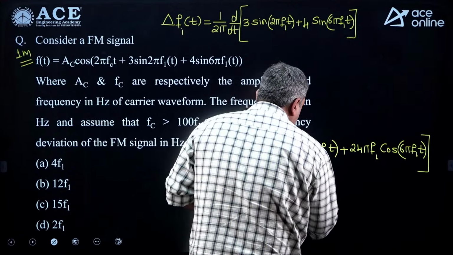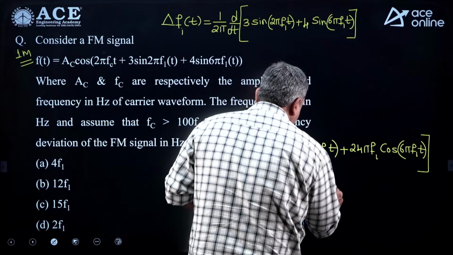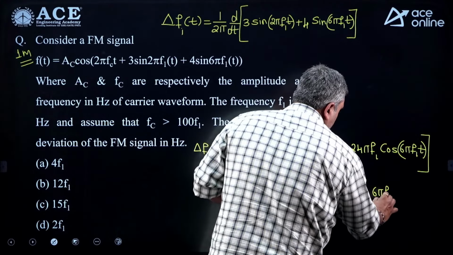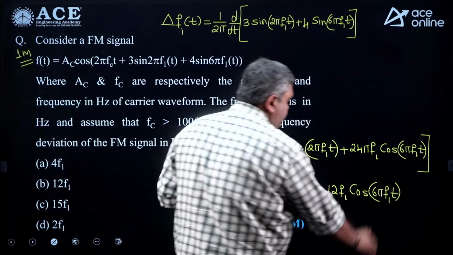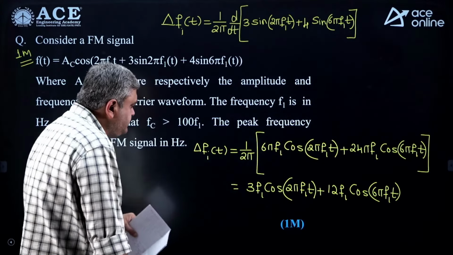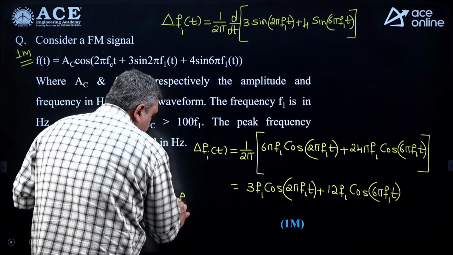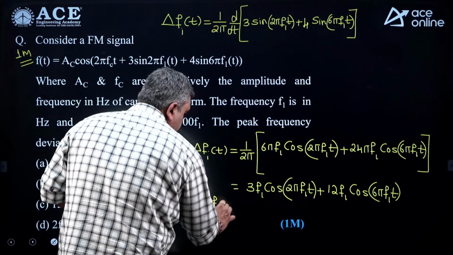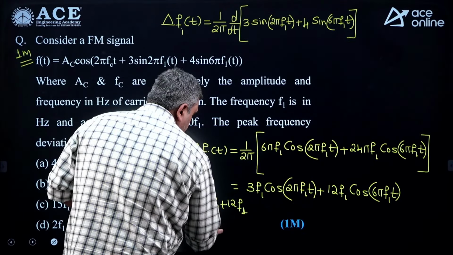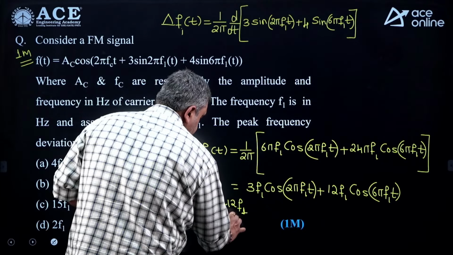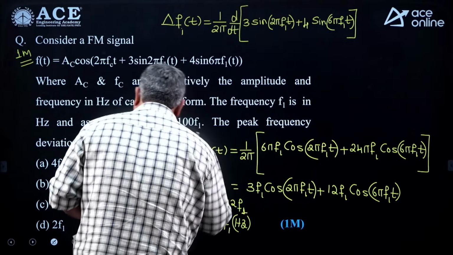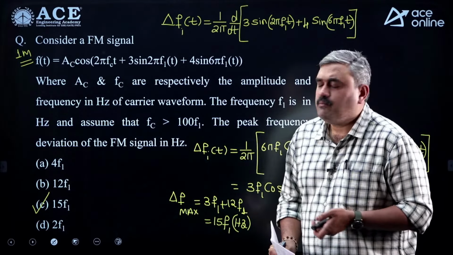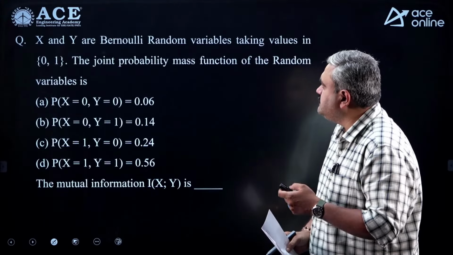how much will you get? 12 f1 cos 6 pi f1 t. Now, both these components are cos functions operating with the same frequency f1. So, the peak values themselves become their maximum values. Delta f max is 3 f1 added with 12 f1. So, the value becomes 15 f1 hertz. That is all. So, your answer will be choice C. This comes from the frequency modulation topic. Let us see the next bit.